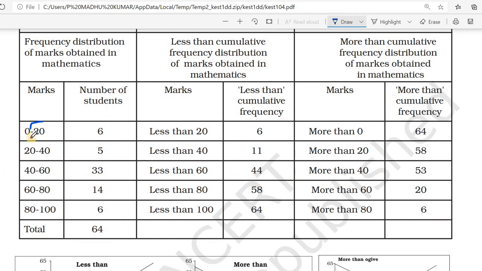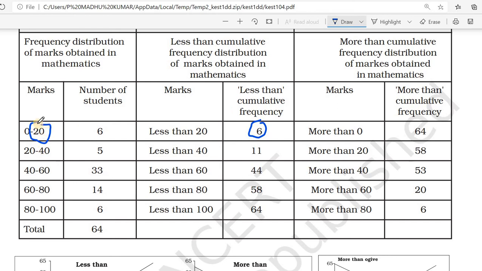First, how can we find the less than ogive? For less than, we take the upper limits. First we write less than 20, and the frequency is 6. Next one, less than 40, upper limit 40. Then we add 5: 6 plus 5 is 11. Already 6 is there from the previous class, so 6 plus 5 is 11.